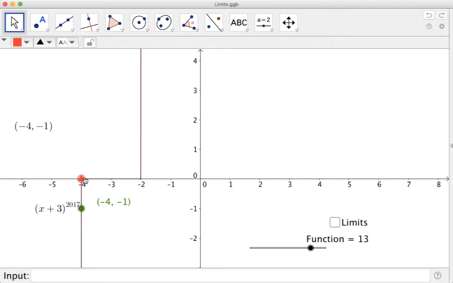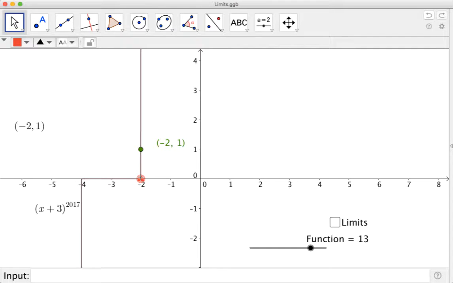And what we can see here is that as x hits negative 4, the value of the function jumps to negative 1. That makes sense because if we plug in negative 4 for x, we get (-1)^2017. Negative 1 to any odd power is going to be negative 1, and any even power is going to be positive 1. So when x jumps to negative 2, we get a value of positive 1, and then it jumps up so quickly because of the size of this exponent that it looks like it's vertical.